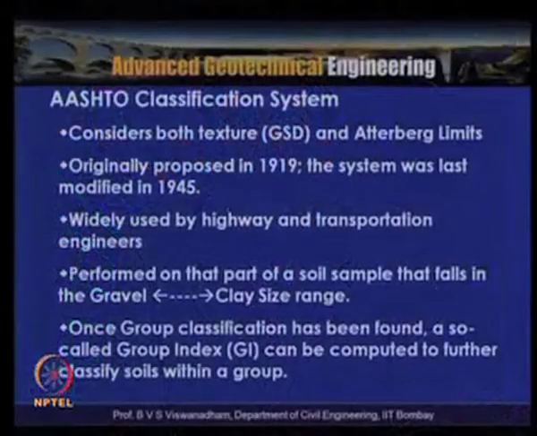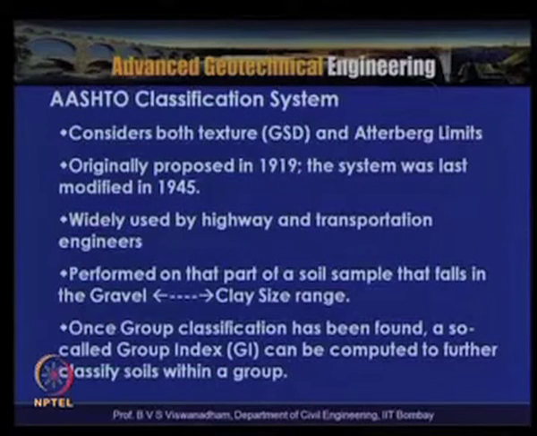Now let us discuss the ASTO classification system, and this considers both texture, that is the grain size distribution (GSD) data, and Atterberg limits. This was originally proposed in 1919 and the system was last modified in 1945. It is widely used by highway and transportation engineers, and it is performed on the part of the soil sample that falls in the gravel to clay size range. That means it classifies soils and puts them in different groups based on sizes ranging from gravel to clay.